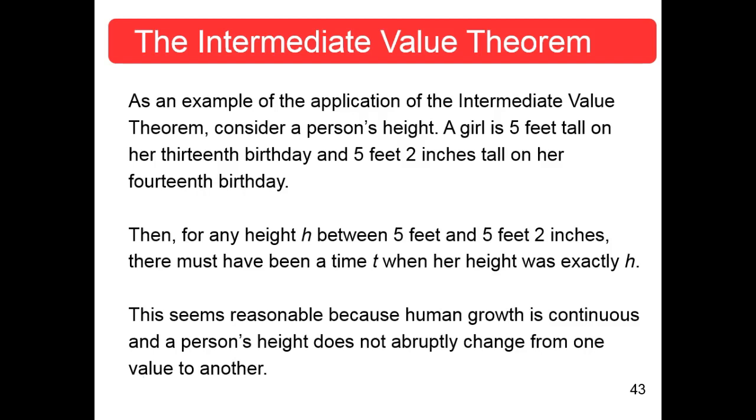Then for any height h in between 5 feet and 5'2", I just picked 5'1", there must have been some time t in between her 13th and 14th birthday when her height was exactly h, 5'1" or whatever it happened to be. This seems reasonable because human growth is continuous and a person's height does not abruptly change from one value to another.